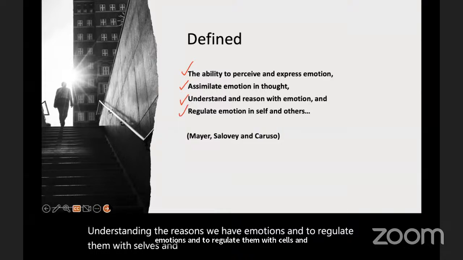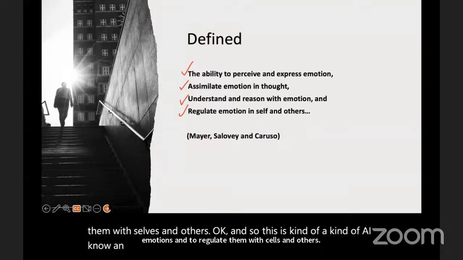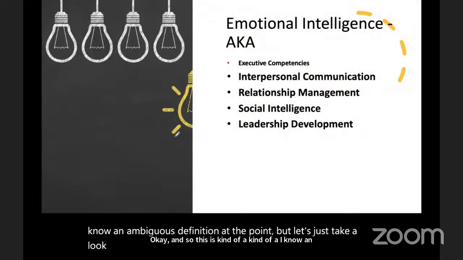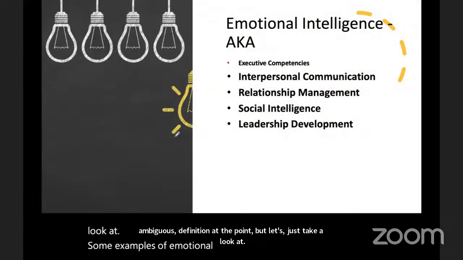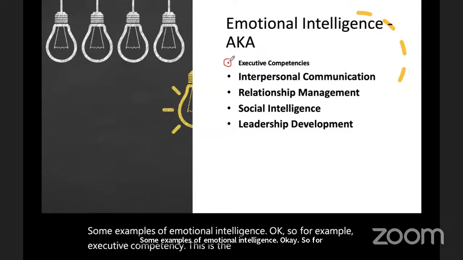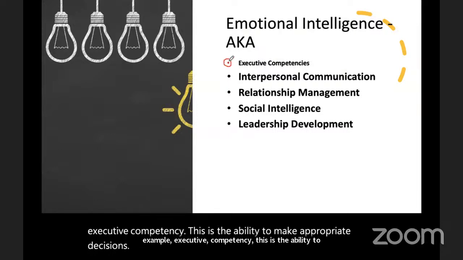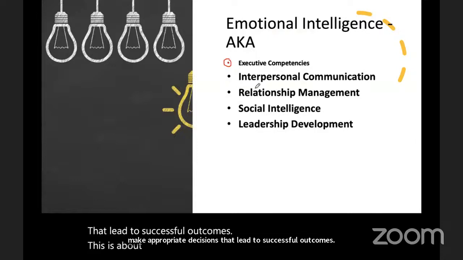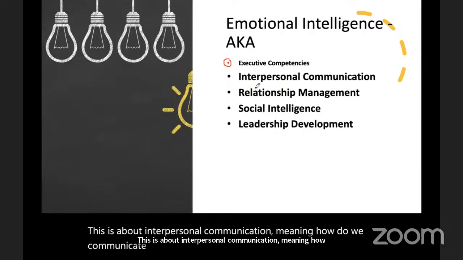Okay. And so this is kind of, I know, an ambiguous definition at this point, but let's just take a look at some examples of emotional intelligence. Okay. So, for example, executive competency, this is the ability to make appropriate decisions that lead to successful outcomes. This is about interpersonal communication, meaning how do we communicate with each other in a way that produces some positive outcome?